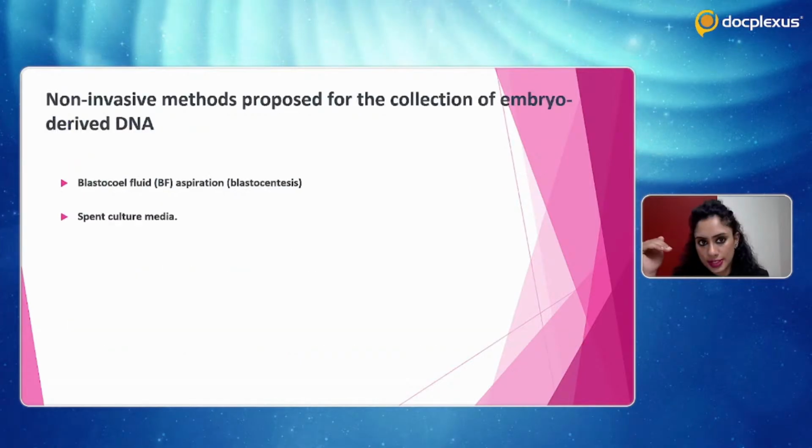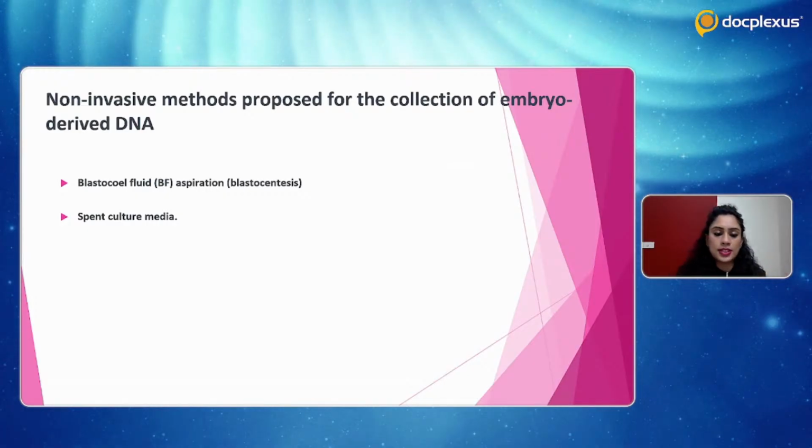So what are the non-invasive methods? We understood that with PGT-A, with the invasive approach, what are the disadvantages and advantages of the cleavage stage and the blastocyst stage embryo biopsy. Now, what are the non-invasive methods and how are they safer? And what are the future prospects in research for them? So basically, we have to collect the embryo-derived DNA. We can collect it from the blastocele fluid aspiration, known as blastocentesis, or the spent culture media. You have cultured the embryos, the spent culture is there. There you can extract the DNA of the embryos.